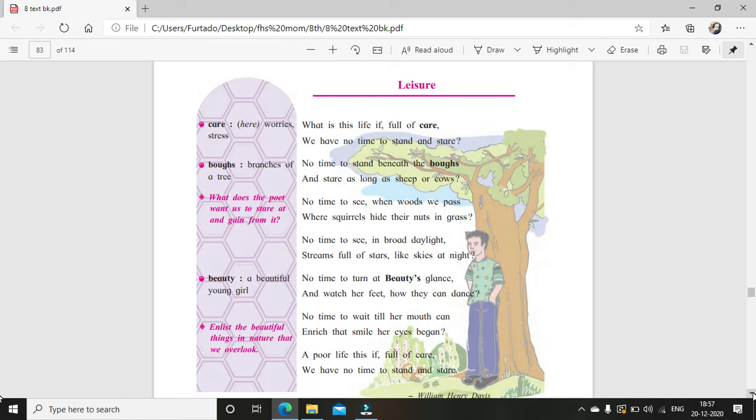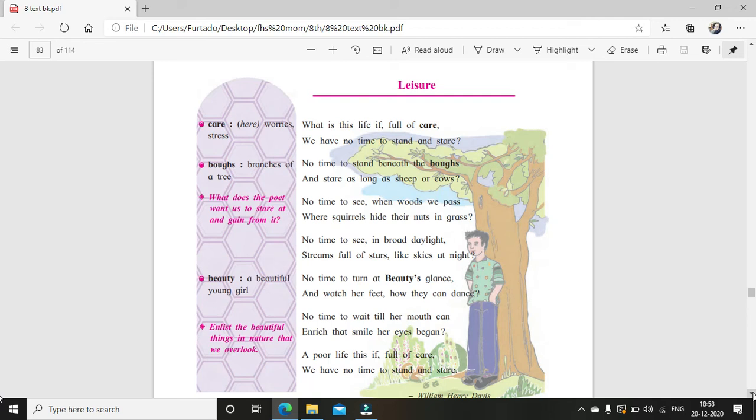no time to see in broad daylight, streams full of stars like stars at night. So here you see, even in the daytime there are so many beautiful things you can see. If you look at the streams, there is a twinkling. The light is reflecting in the water, making it look like stars.